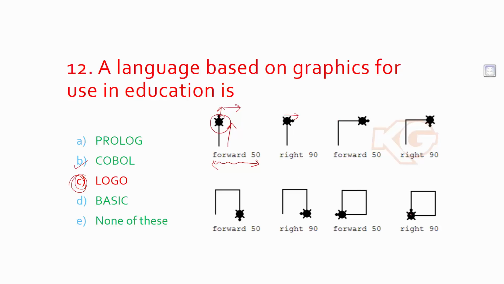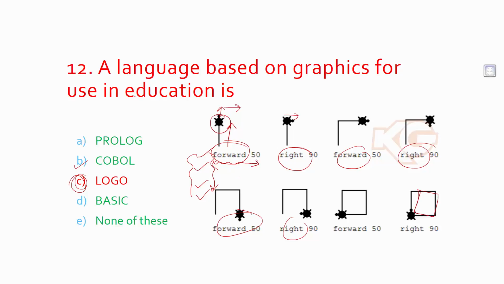So to make a complete square over here, you need to put all these instructions: forward 50, turn 90, and this and this. There are n number of programs available online you can download, and it's a small compiler through which you can write this language and create some beautiful designs with simple instructions.